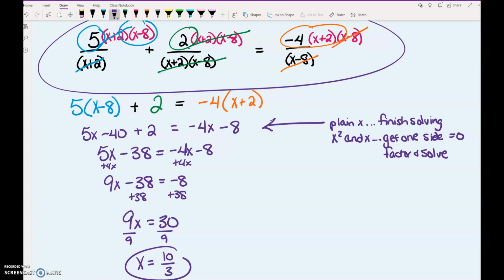If we had gotten an answer of positive 8, would positive 8 work as a solution in this problem? No, because positive 8 would create a denominator of 0. So just check your answers, make sure that your answer doesn't create a denominator that equals 0.